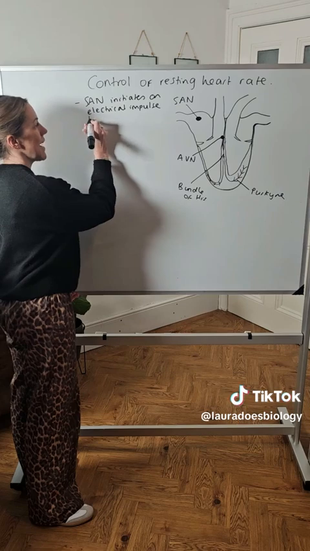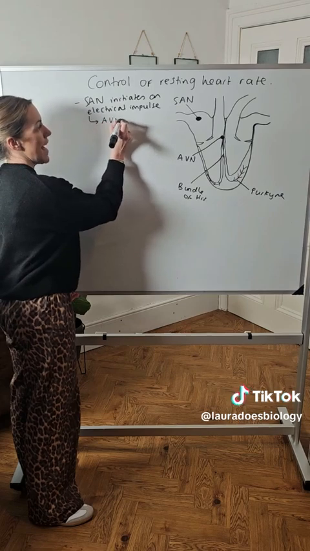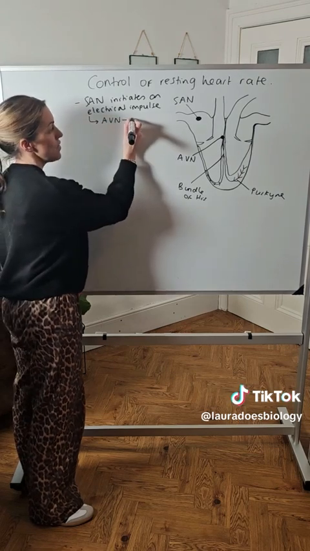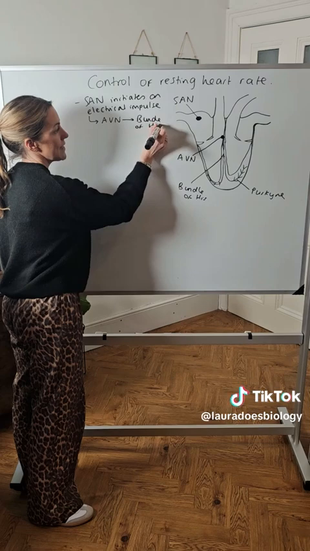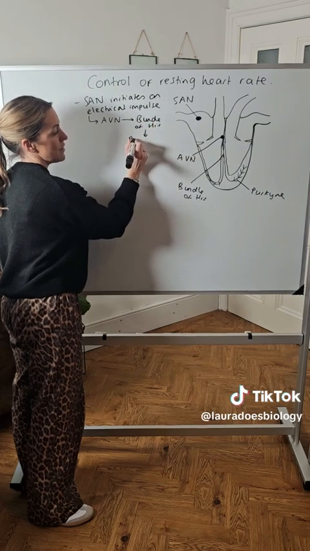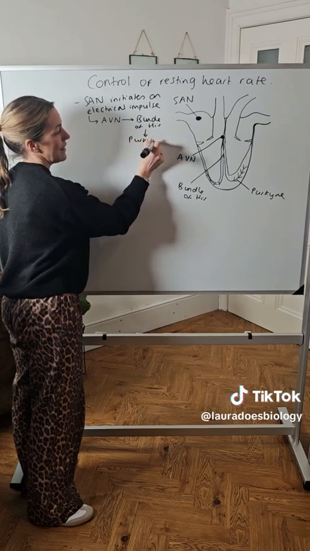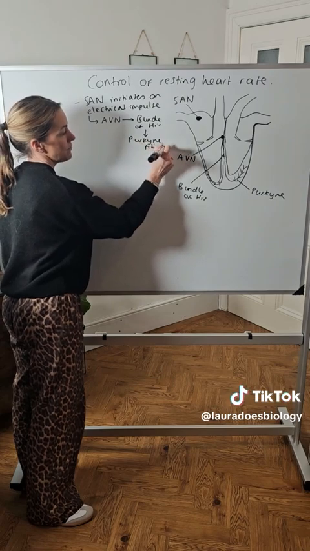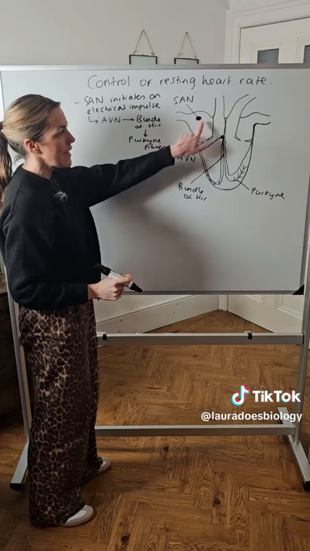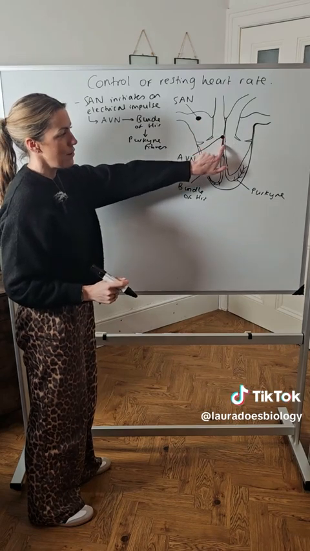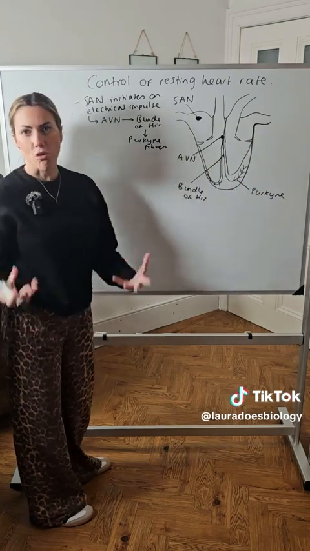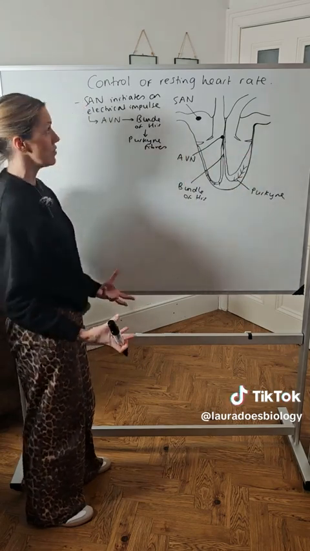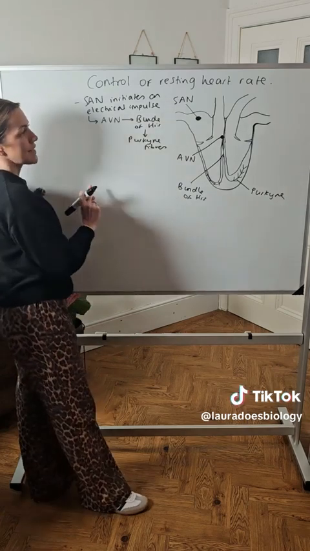So from the SAN, it's going to travel to the AVN, or the atrioventricular node. Then it's going to travel along the bundle of His. And finally, it's going to travel down the Purkinje fibres. Okay, so it's going from here to here, down the bundle of His in the septum, and then along the Purkinje fibres and across the muscular walls of the ventricles. So let's go back to the beginning.